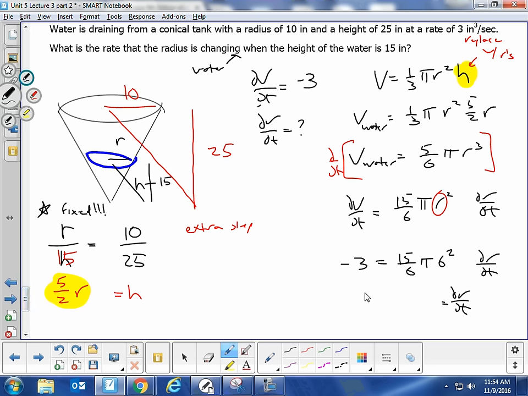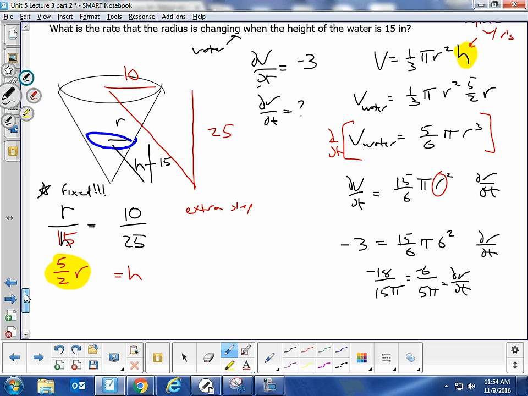Okay, so -3 times 6 divided by 15 pi. So that's 18 over 15 pi, which is -6 over 5 pi. Okay? Rewatch this if you don't understand it. It's all about this proportion that you come up with. Moving to the last problem.